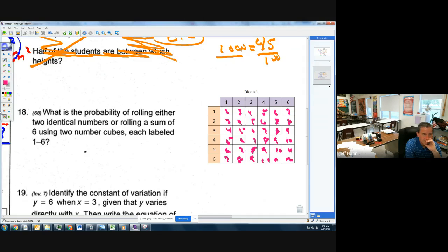So I'm looking for, ladies and gentlemen, the probability of rolling either 2 identical numbers, that would be double 2s, double 3s, double 4s, double 5s, or rolling the sum of 6. So let's look at that. And we are adding those probabilities together, and then we would be subtracting the times that they both happen together.